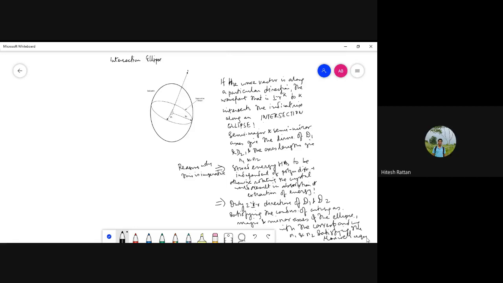Yes, sir. D1 and D2 have to be orthogonal, that part is fine. But how do we come to the conclusion that D1 and D2 have to be along the semi-major and semi-minor axis? Because the energy stored has to be independent of polarization direction. So this direction of D1, D2 cannot be uniquely determined, isn't it?